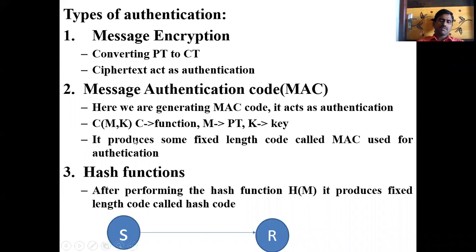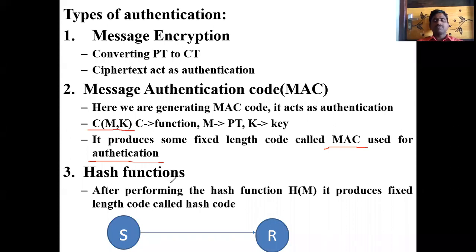See, we will perform a function, that is C of m comma k. C means a function, m is the plain text, k is a key. After performing this function, it produces some fixed length of code, which is called the MAC code, the message authentication code. And that message authentication code is used for authentication.